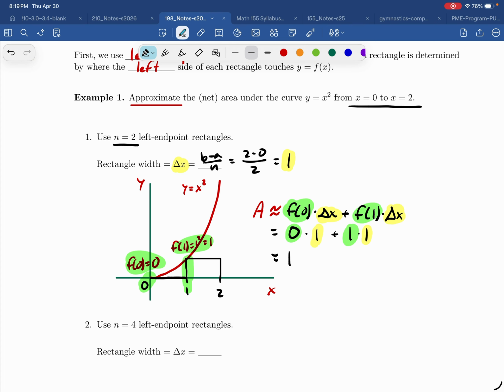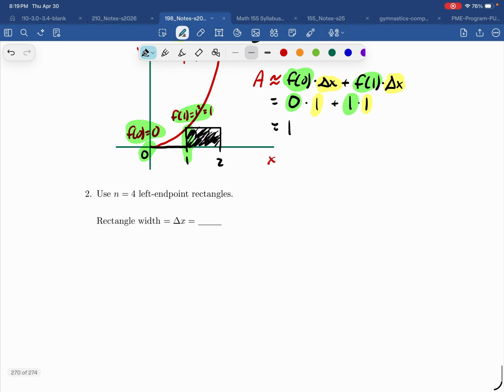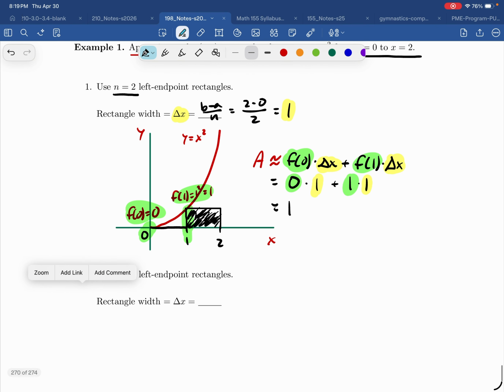Now, I hope you see, number 1, this is an underestimate. Like, if you were to fill these in. And number 2, this is not really close to being precise. So let's try using 4 rectangles. That might give us a more precise answer. Okay, so let's try this again.